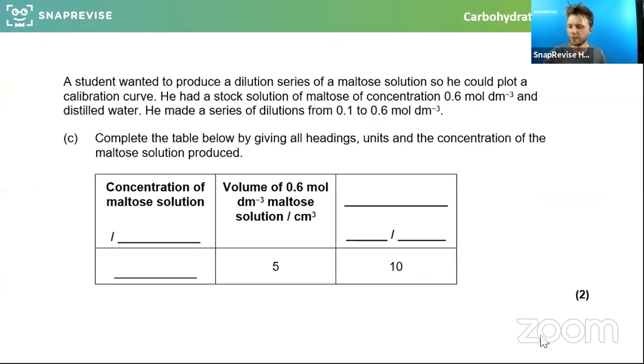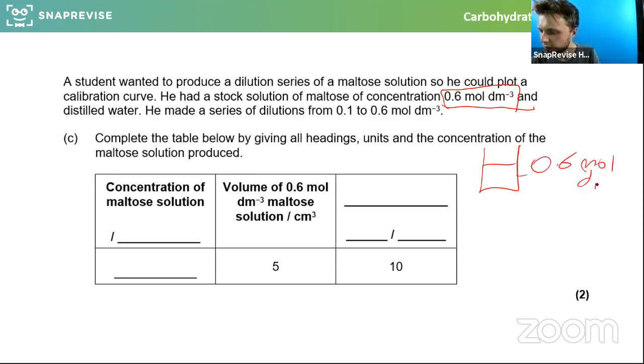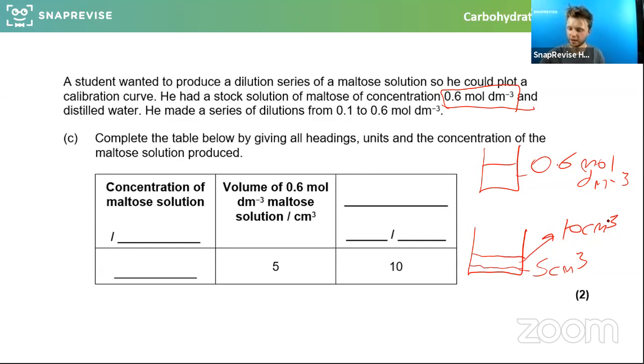I've deleted my ink. So you're told here that he has a stock solution of 0.6 moles per decimeter cubed. So he's got a little pot of stuff here, which is 0.6 moles per decimeter cubed. And this person has then got another pot, and he's taken from here 5 centimeters cubed of maltose, and he's put in 10 centimeters cubed of water. Okay, so you need to know what concentration this person has just made.